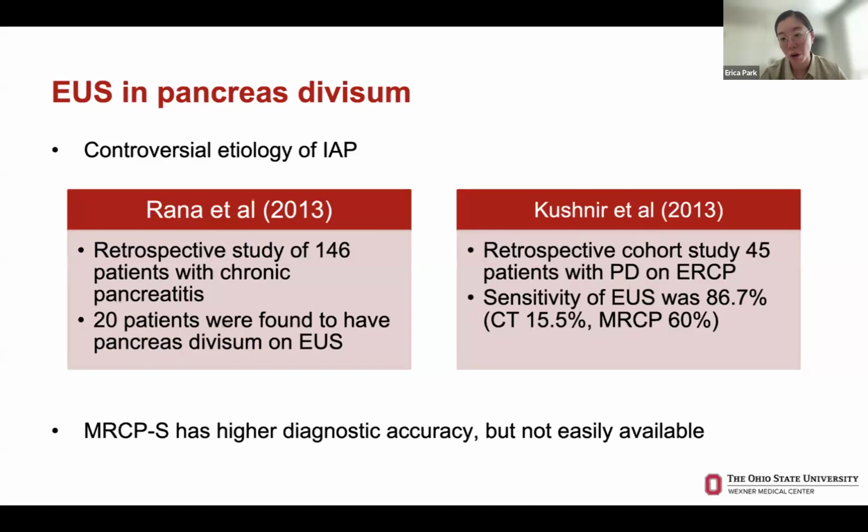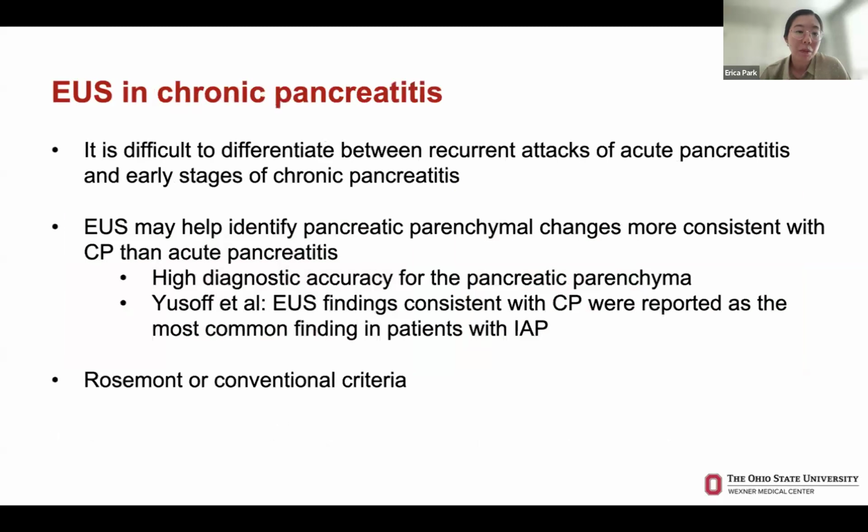In a retrospective cohort study of 45 patients, all these patients had pancreatitis on ERCP, and then the diagnostic accuracy of EUS compared to CT and MRCP for these patients was calculated. The study reported that EUS had a higher sensitivity than both of these modalities. Again, with MRCPS, it may be a different story as it does have a higher diagnostic accuracy compared to standard MRCP, but this modality is not very easily available.